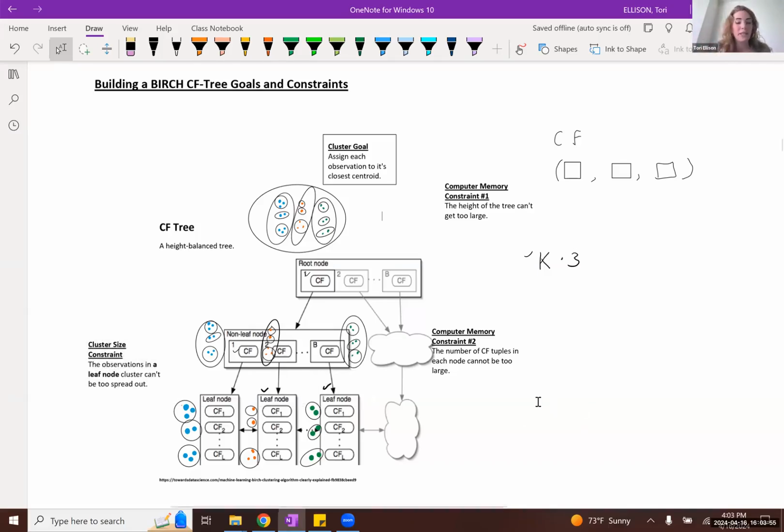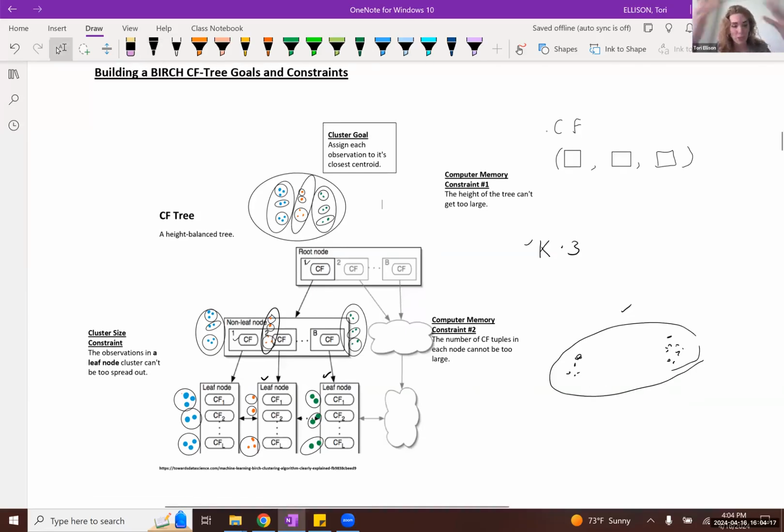So ideally, we'd like to identify clusters of observations which are relatively cohesive. We can set parameters in the design of this CF tree such that clusters like this would not be allowed because their radius or their diameter, as we're going to define, is too large. So this is our overall goal of the algorithm. We're going to build this CF tree.